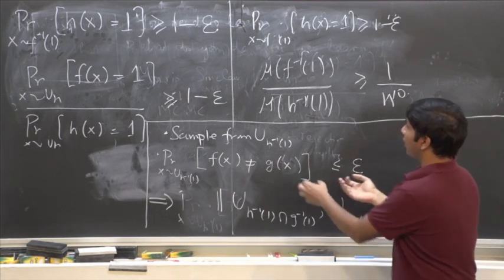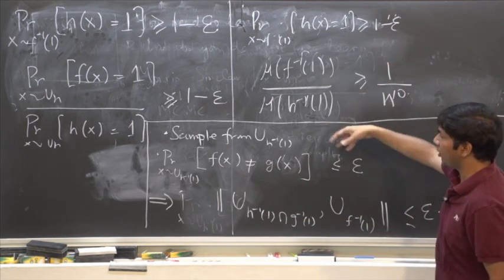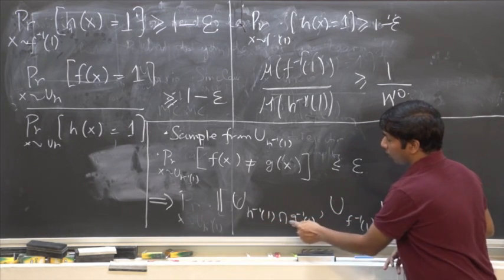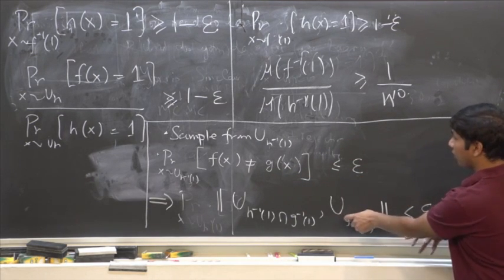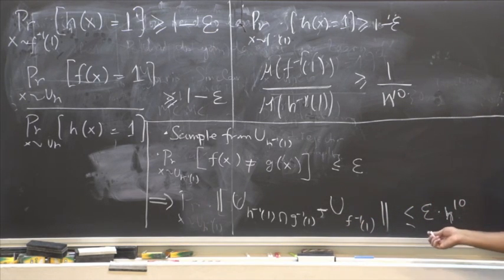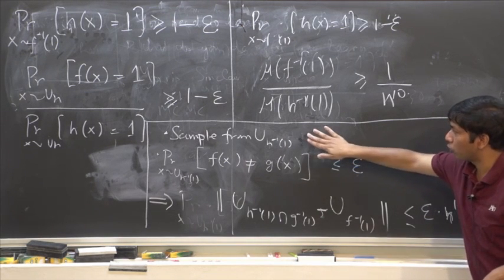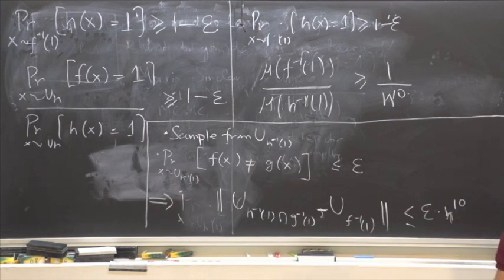Now, if you could learn f under the uniform distribution on h inverse 1 with error epsilon, then it is easy to show, with two lines of algebra, that the uniform distribution on h inverse 1 intersection g inverse 1, where g is your hypothesis by which you learn f, differs from f inverse 1 by epsilon times n to the 10th. Meaning that you need to learn f inside this uniform distribution on h inverse 1 with only a polynomially small error, instead of epsilon over n to the 10th. Does this make sense? So basically the issue was f was very sparse.